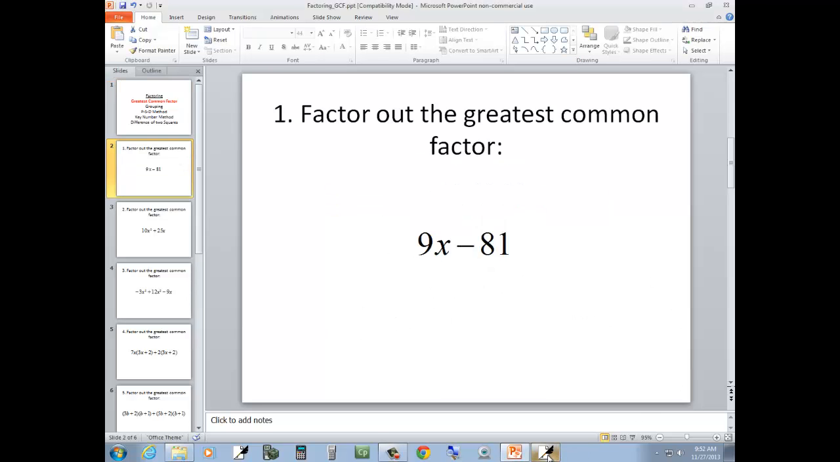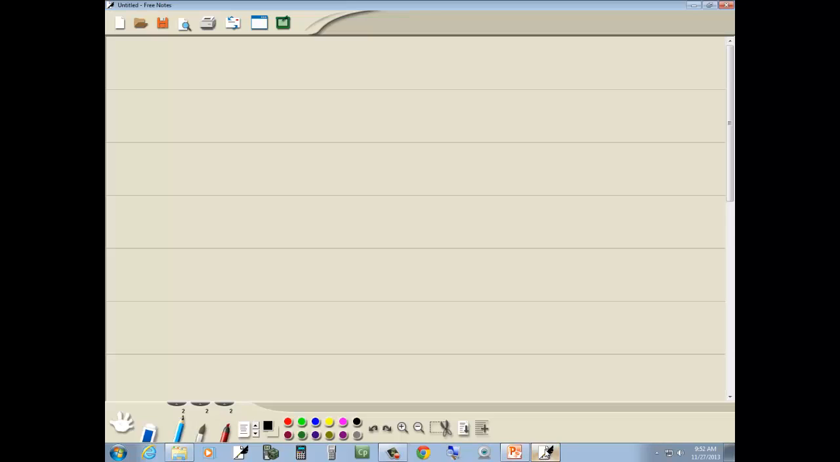Let's take a look at our first problem here. We're going to factor out the greatest common factor. We got 9x minus 81. Now here we got 2 terms, and looking at each of them, this one has a 9, and this has an 81, so they both have a number. You think of the largest number that divides into both of those, which would be 9. So we're going to factor out a 9.